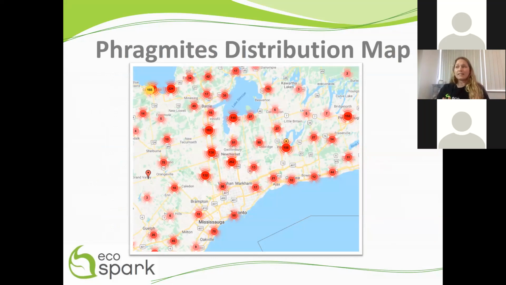A few things that you can do are very similar to some of the methods for yellow iris. Again, learn how to identify it and report these sightings, especially not just individual plants, but larger areas where you might find Phrag as well, so that we can get a better understanding of the impact that it has on specific areas.